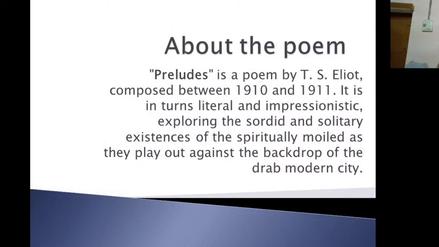About the poem, as I told you, preludes refers to something preliminary, something which occurs at the beginning of a greater task. It is a poem composed between 1910 and 11. It is in turn literal and impressionistic. It explores the sordid and solitary existence of the spiritually moiled as they play out against the backdrop of the drab modern city. This modern city can be any city.